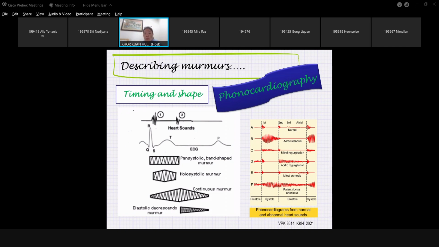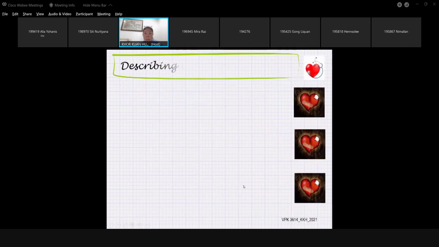So with these phonocardiograms in those days, you have your lub-dubs. If it is aortic stenosis, you see this shape, holosystolic murmur. You see this in mitral regurgitation, diastolic decrescendo murmur. This one can be just your pansystolic band murmur. This one, continuous murmur, like that one, PDAs. So that's how they read murmurs and descriptions in those days.